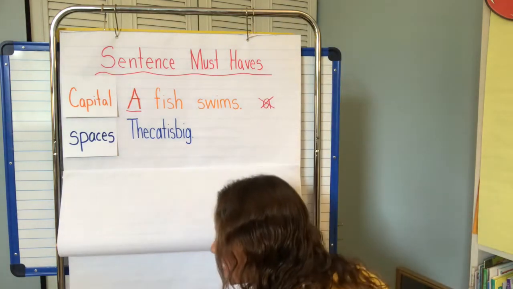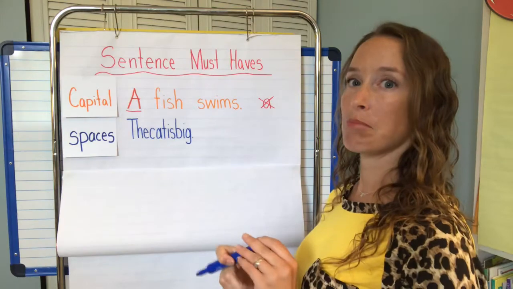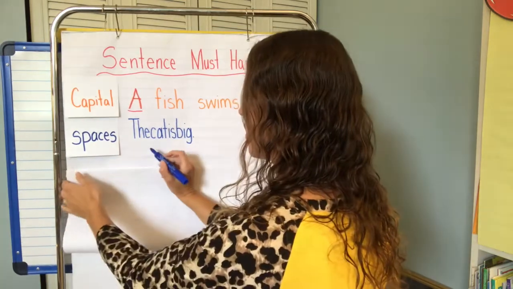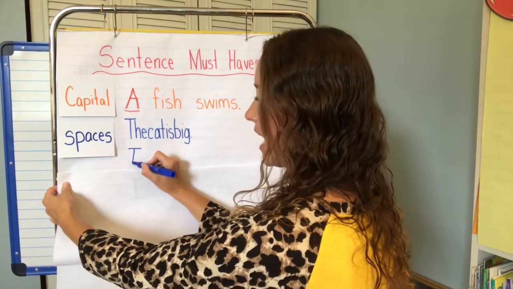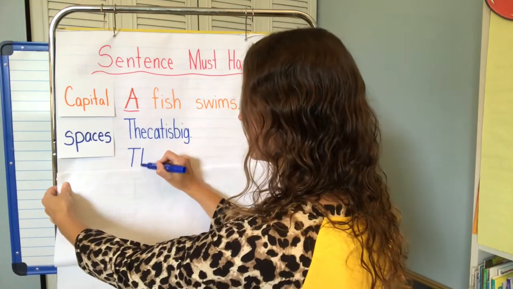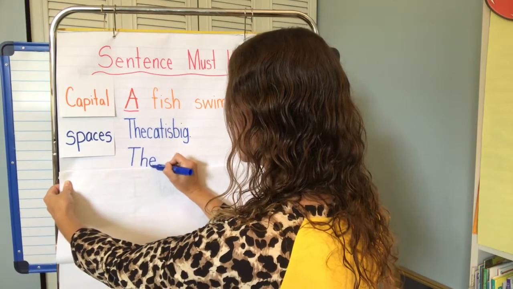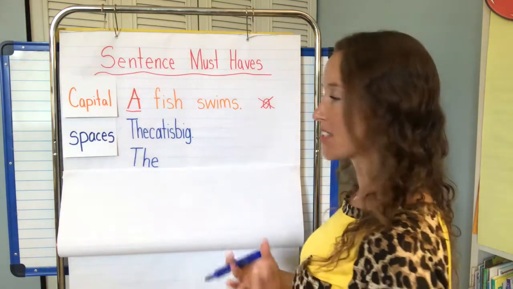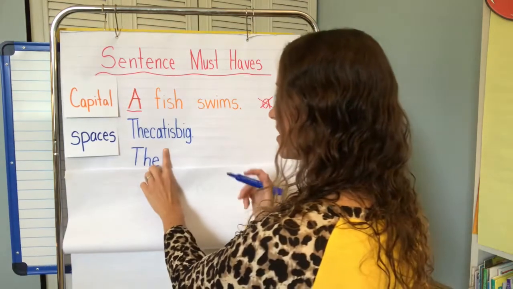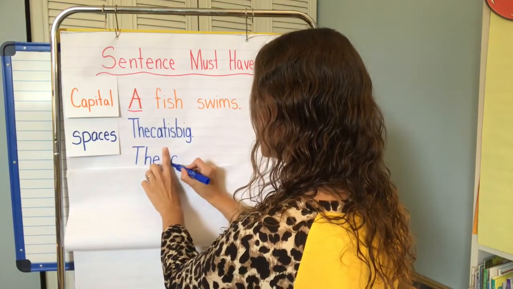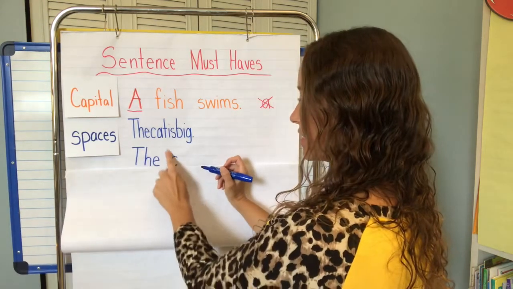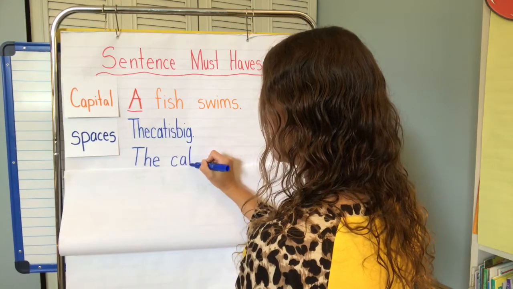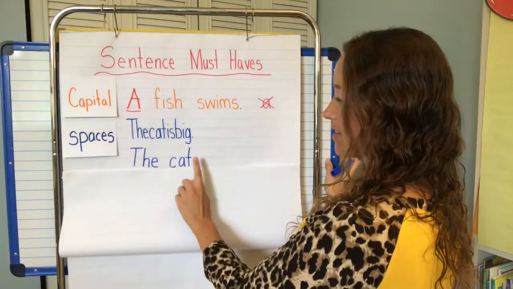Okay, so I'm going to rewrite that sentence showing you how I would use my finger to space my words. So I'm going to start off with my first word, the. Notice I have the capital T, H-E, the. Now I want a space before I write the word cat, because I'm writing the cat is big. Here's my finger. Now I can start with the letter C. I can move my finger. See how there's a space in between my words? Okay. The cat.